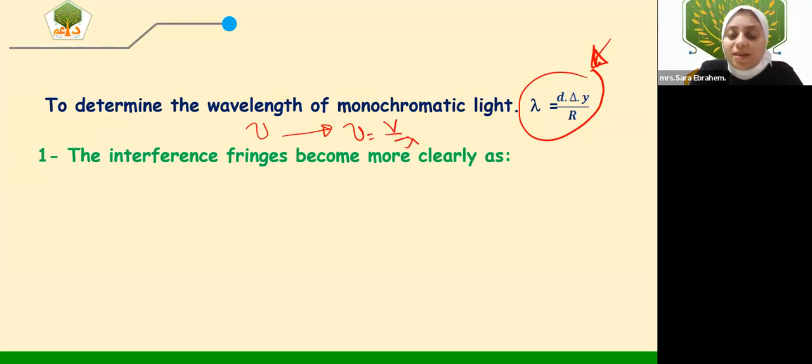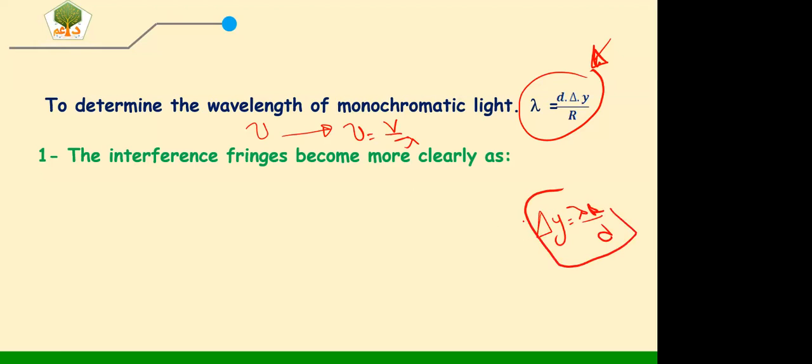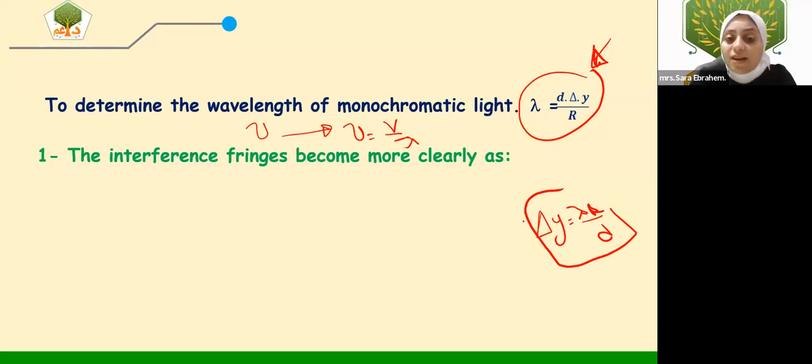And the interference fringes, dark or bright, become clearer as... look, that's our rule: delta Y is equal to wavelength times R divided by D. So delta Y is the distance between two successive fringes of the same kind.